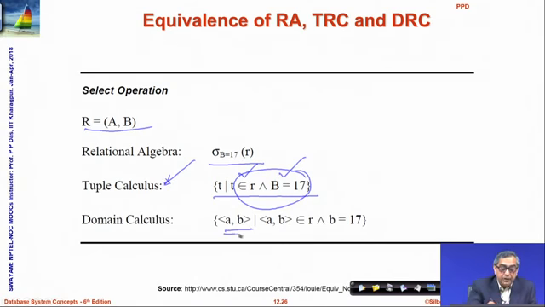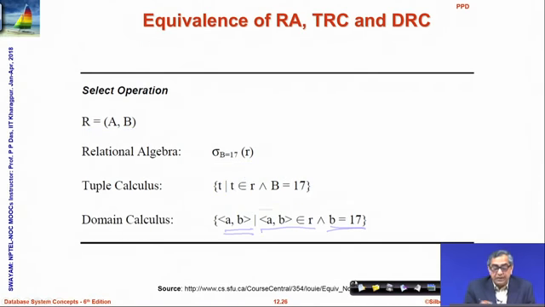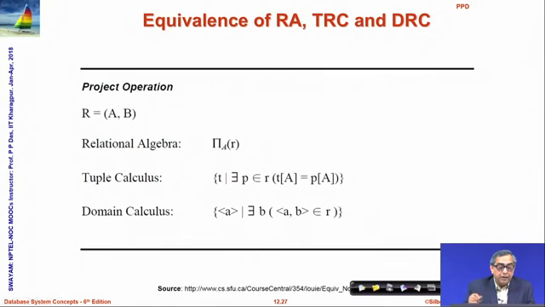In domain calculus, there are two components A and B. So, you have to say the components taken together must belong to R, and the component B must be equal to 17. So, you can see that it is pretty straightforward to see the equivalence between a relational algebra expression involving select and the corresponding tuple calculus or domain calculus expressions. This is through an example, but you can certainly easily generalize this as a proof.